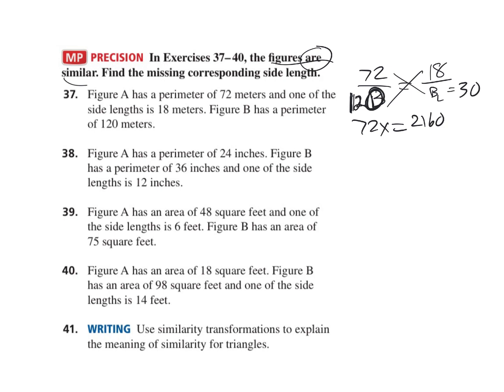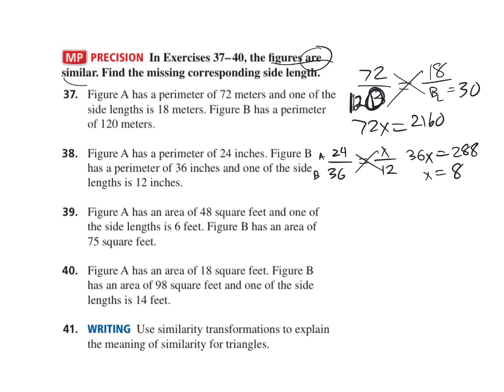All right, 38. Figure A has a perimeter of 24. Figure B has a perimeter of 36. And one of the sides of figure B is 12. So since 36 is on the bottom, we'll put 12 on the bottom. That's figure B. So A is up here, B is down there. So we don't know the side length of one of the lengths of figure A. So again, cross multiply, 36x equals 24 times 12 is 288. Divide by 36, and we get the side length to be 8.